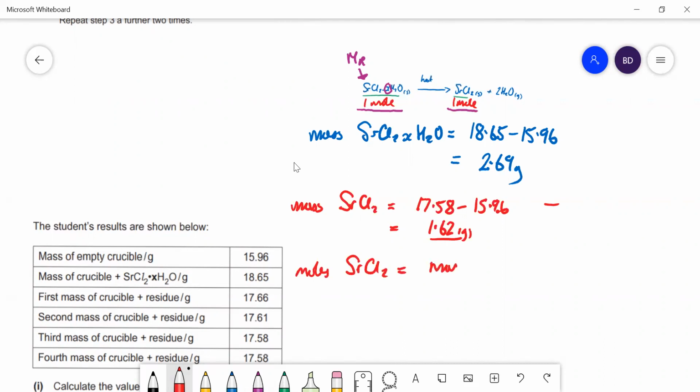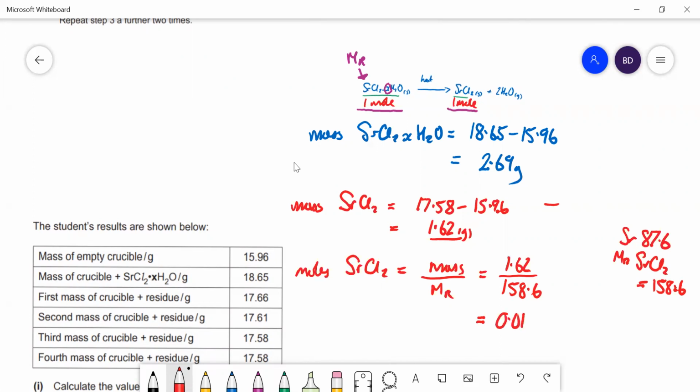That's going to be equal to the mass divided by its MR. So we've got 1.62 grams of that, and the MR, well, strontium is 87.6, the AR of strontium. So the MR of strontium chloride is going to be equal to 158.6. Right, so let's do that, and we get 0.0102. That's the moles of the anhydrous. Now we know that the moles of the hydrated stuff is the same as that. So let's write that down.